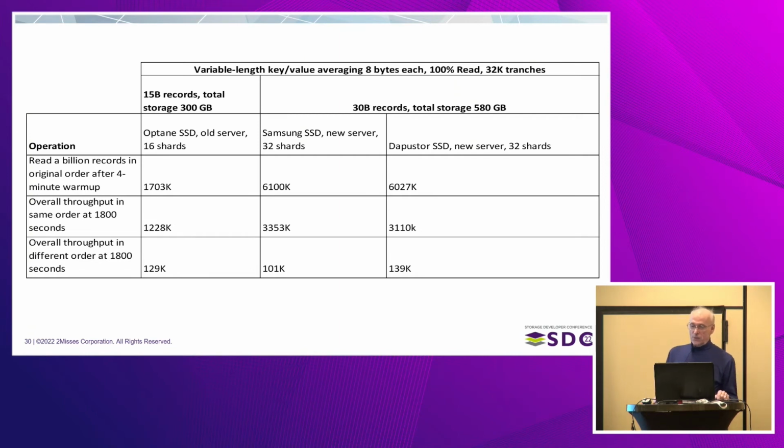So, after 8, it will slow down, and I know part of the reason why that happens. I'm not sure of all the reasons. I haven't had time to do all the experiments to figure that out, but the overall throughput is still 1.2 million records a second with the Optane SSD. However, that's a Gen 3 device. The Gen 4 Samsung or DAPUSTOR, as you'll see, is almost the same. With 32 shards on the new server, we're getting 6.1 million records a second if you read them back in the same order that they were written in.